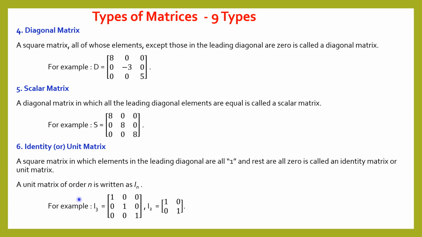Usually we represent this as I only. A unit matrix of order n is written as In. That is, if you have 3 rows, 3 columns, you have to represent that as I3. 2 rows and 2 columns is represented as I2.